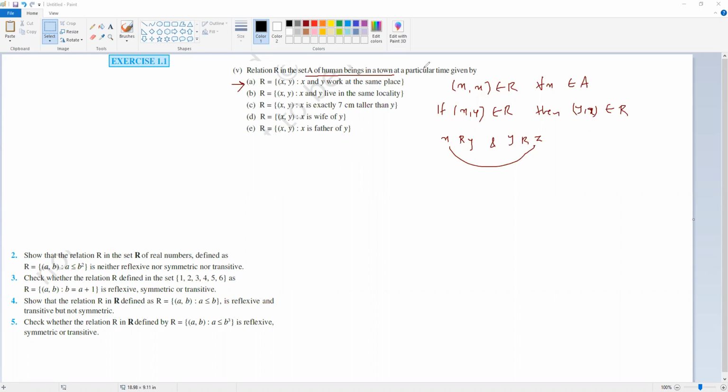Clear? So it is reflexive, symmetric, transitive. So it is an equivalence relation. They are not asking whether it is an equivalence relation or not, but we are just saying it is an equivalence relation.